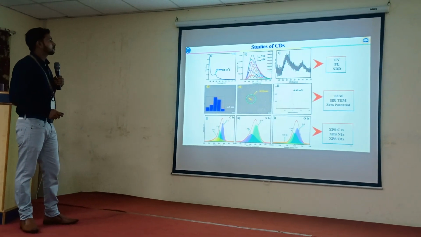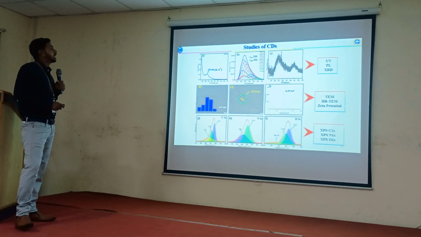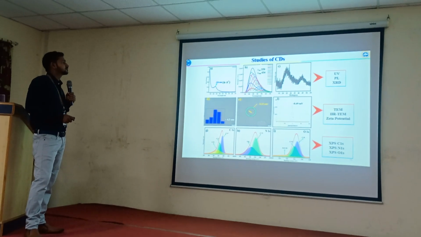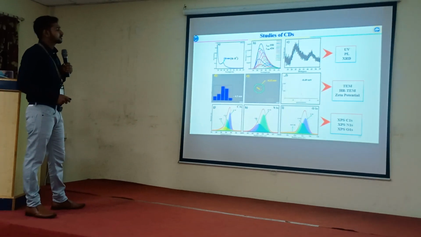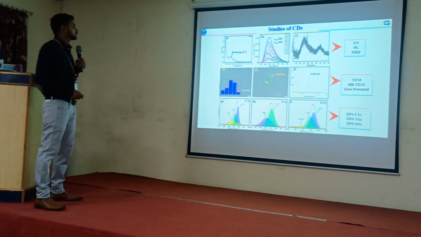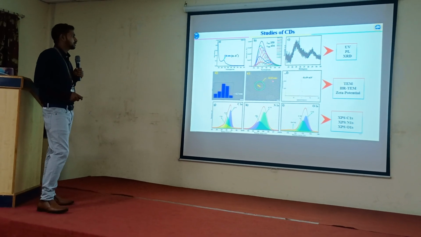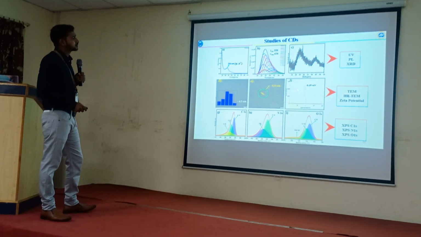And the studies of the carbon dots. Figure A represents the UV-visible spectrum of the carbon dots with the n to pi star transition, and figure B represents the excitation dependent emission property of the carbon dots with a maximum emission at 434 nanometers. Figure C represents the XRD spectrum of the carbon dots, amorphous in nature, and figure D represents the TEM image with an average particle size of 4.3 nanometers and a d-spacing value of 0.33 nanometers. And figure F represents the zeta potential graph.